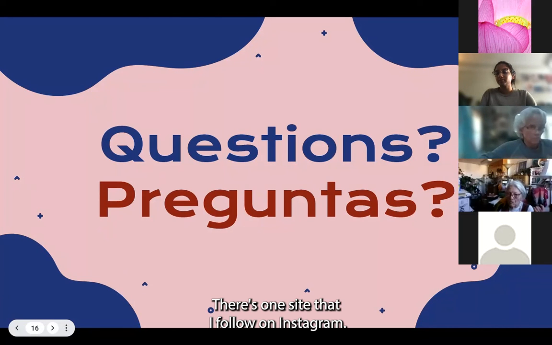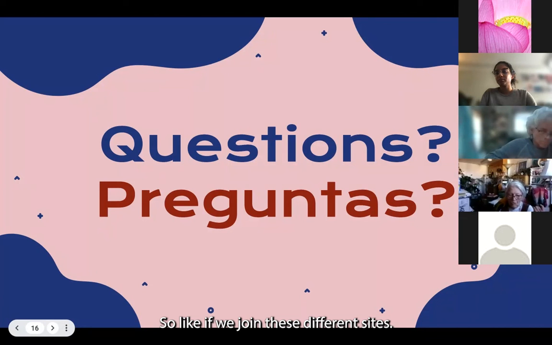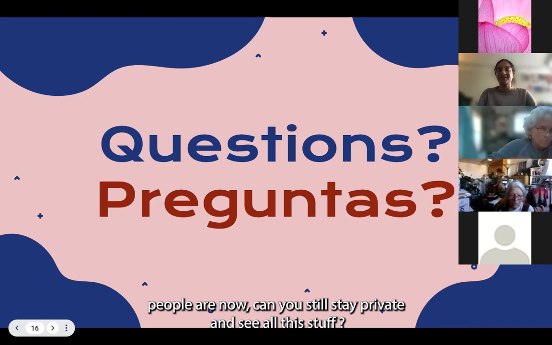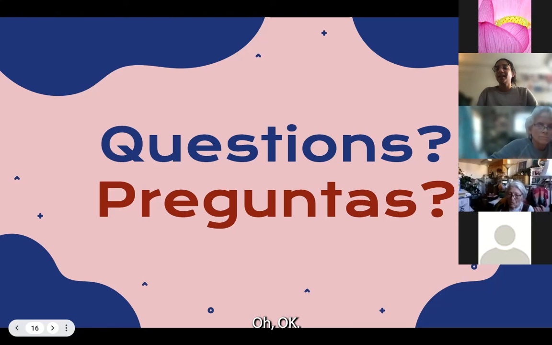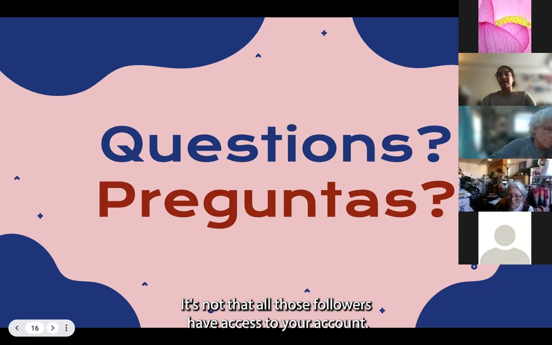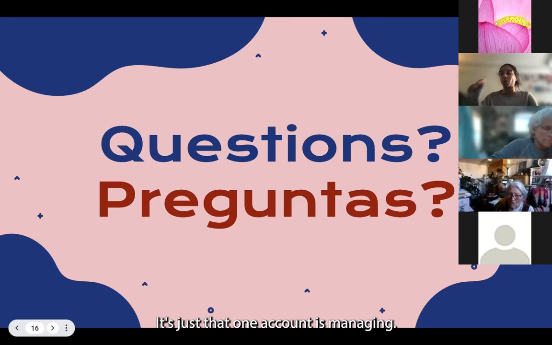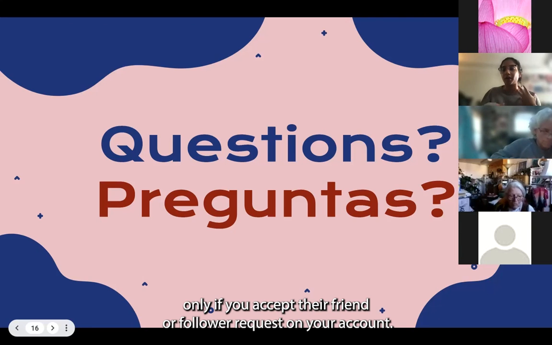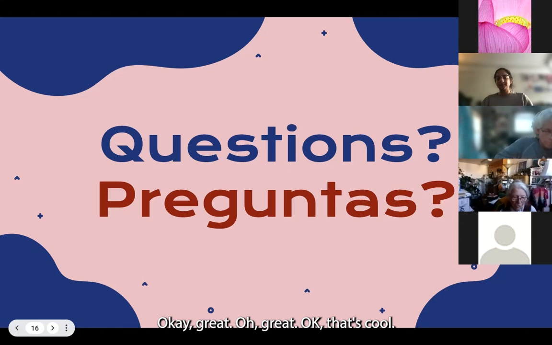There's one site that I follow on Instagram. If we join these different sites, does that open up your account to all these people? Can you still stay private and see all this stuff? When you follow another organization on Instagram, it's not that all those followers have access to your account. It's just that one account. Whoever's managing that account is able to see yours only if you accept their friend or follow request. Otherwise, they can't see you.